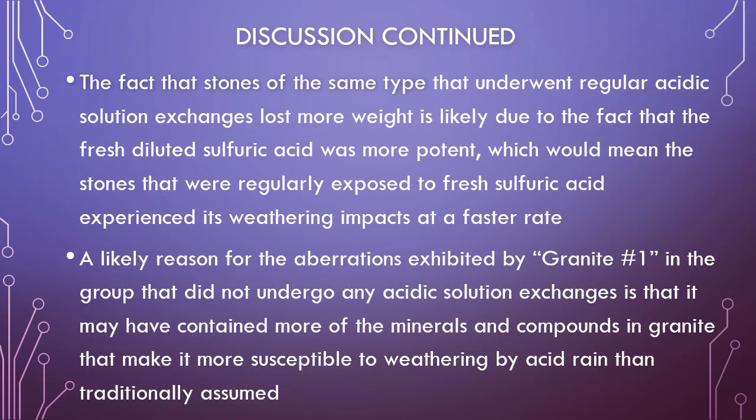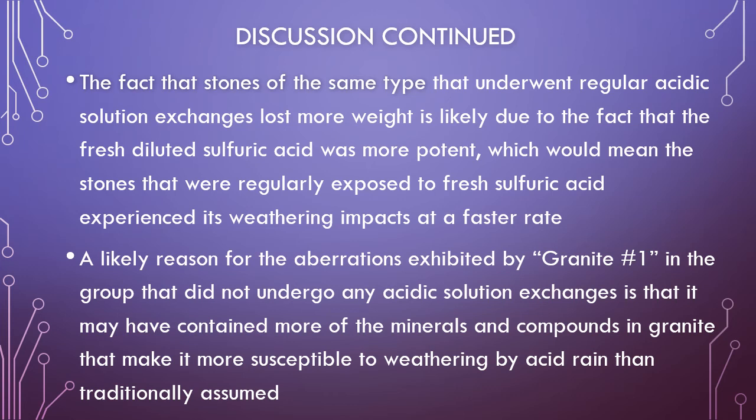So the fact that stones of the same type that underwent regular acidic solution exchanges lost more weight is likely due to the fact that the fresh diluted sulfuric acid was more potent, and that would mean that the stones that were regularly exposed to that fresh acid experienced its weathering impacts at a faster rate. And I think a likely reason for the aberrations exhibited by granite number 1 and the group that did not undergo any acidic solution exchanges is that it may have contained more of the minerals and compounds in granite that make it more susceptible to weathering by acid rain than traditionally assumed.